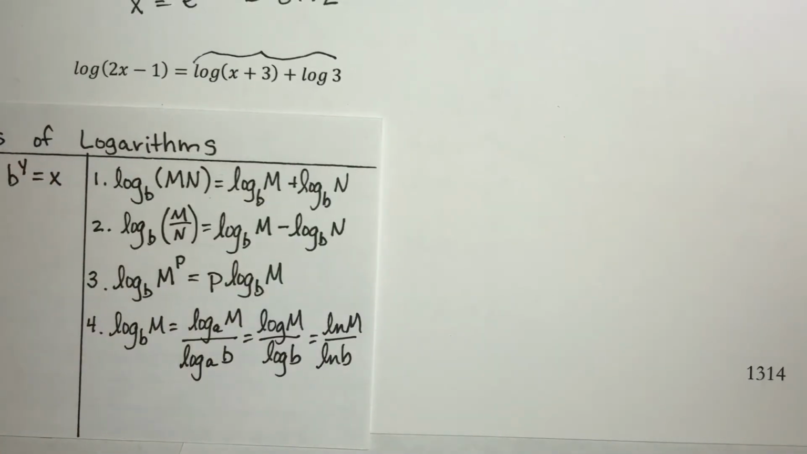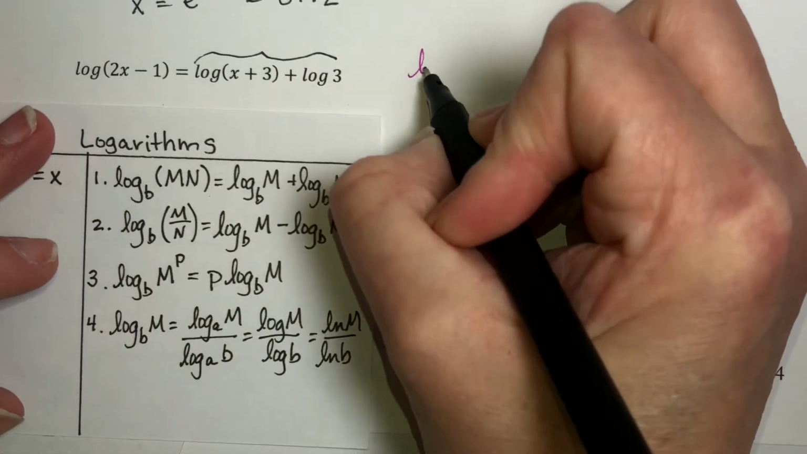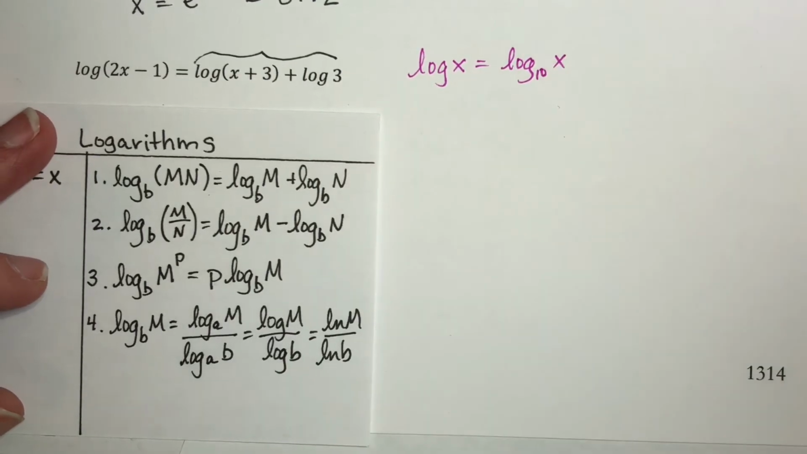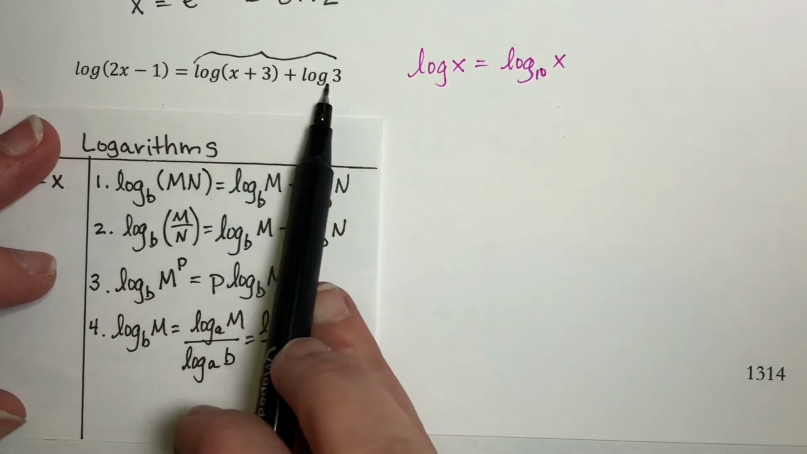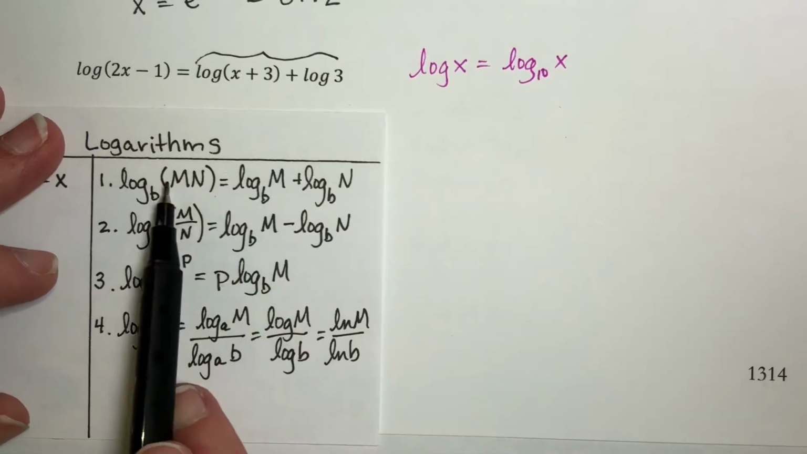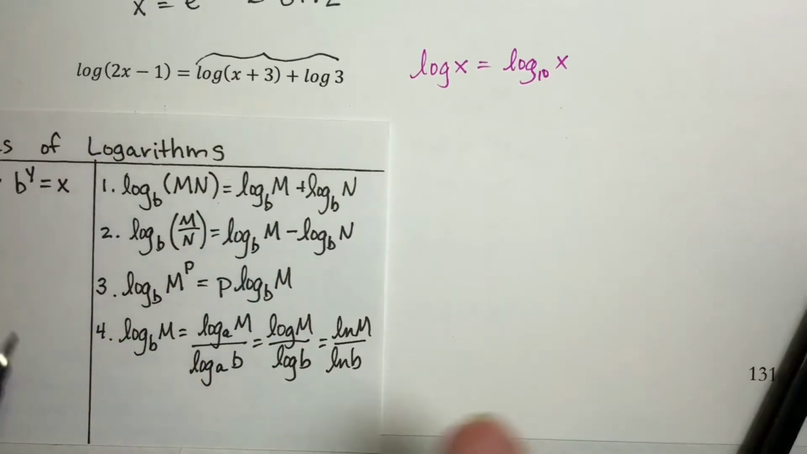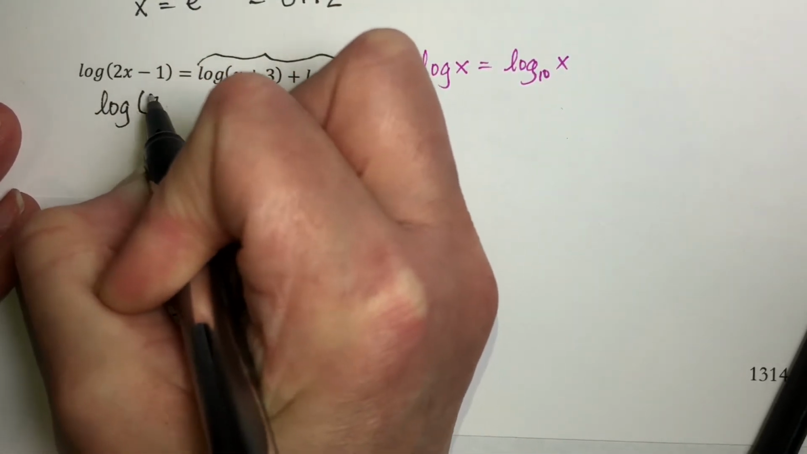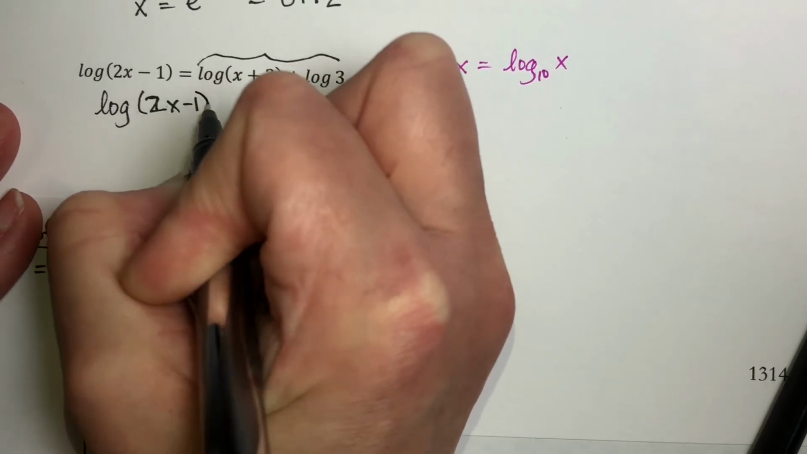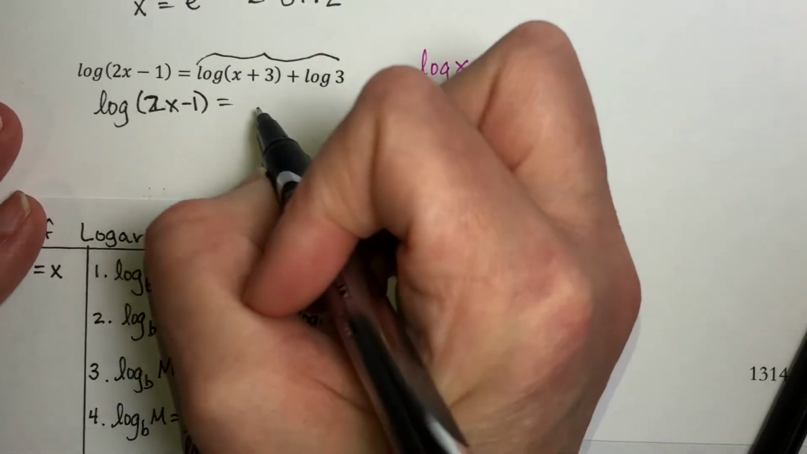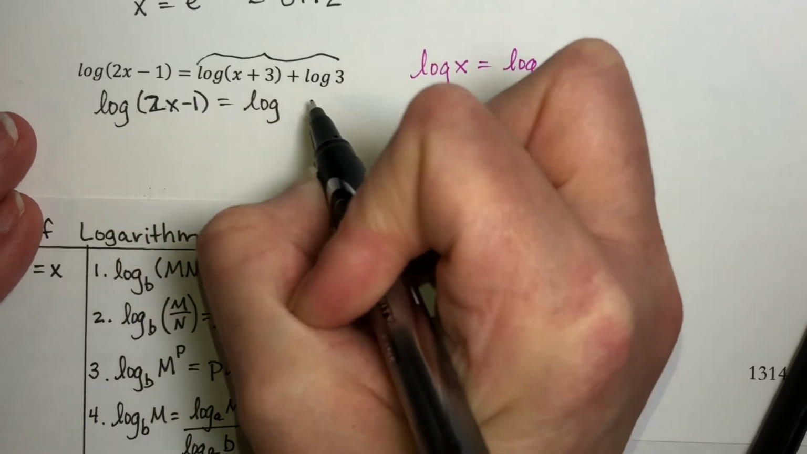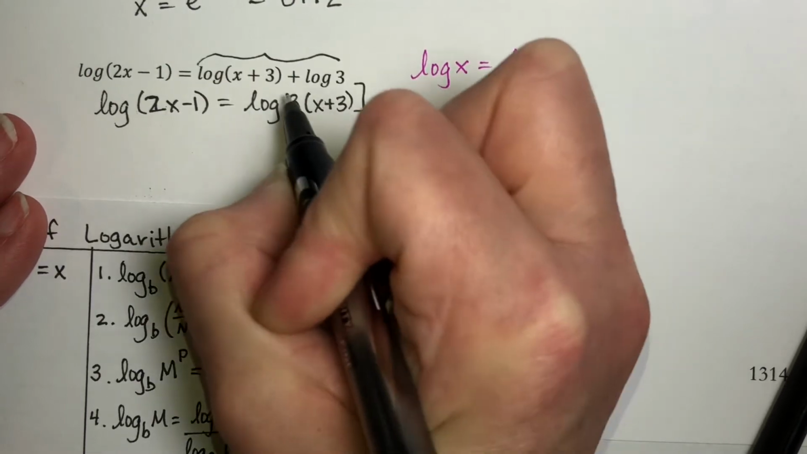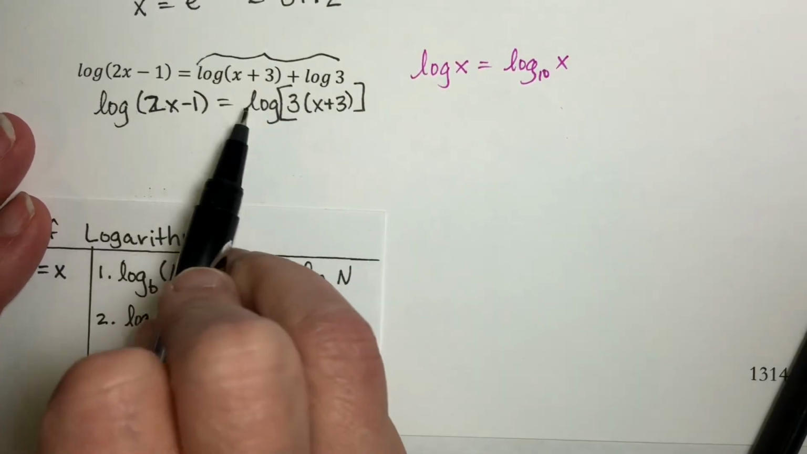Now these are common logs, which remember log x means log base 10 of x. But I have the same base here, which means I'm allowed to combine them by multiplying their arguments together. So this is log of 2x minus 1 is equal to log of 3 times x plus 3. Now, it may help you to put that in brackets right there because all of this is the argument of that log.